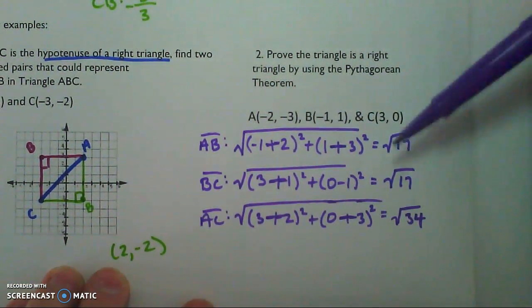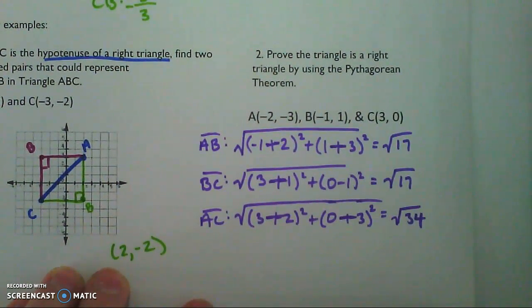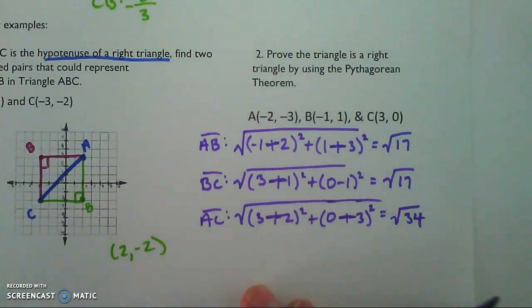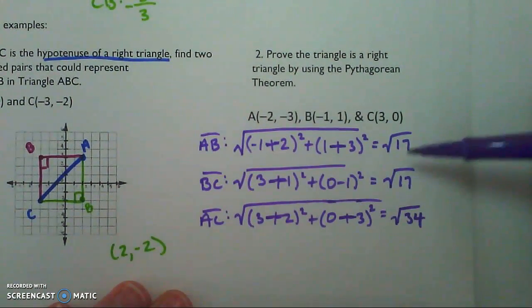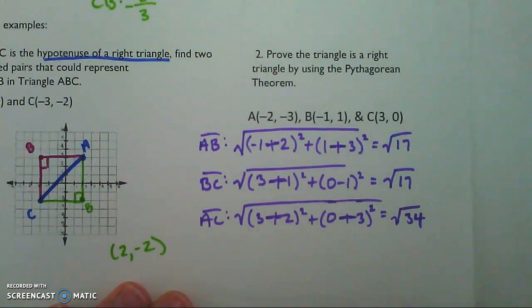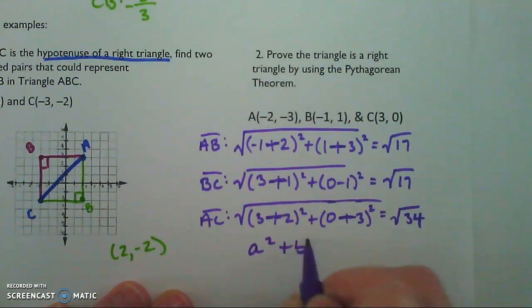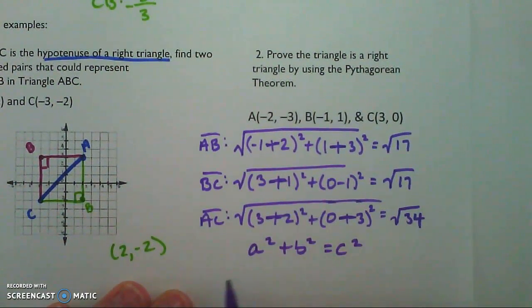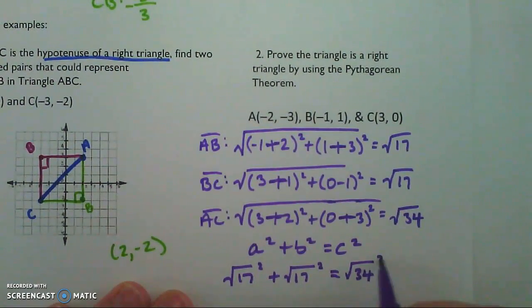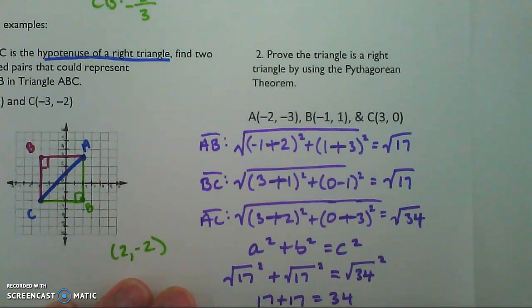And it just so happens this is the same lengths that we had in our example to begin with. You won't always have square root 17, square root 17, square root 34. It'll be different numbers. So after we've found the lengths of those three sides, you're going to plug them into a squared plus b squared equals c squared. So the square root of 17 squared plus the square root of 17 squared is equal to the square root of 34 squared. When you double check it, simplify this. 17 plus 17 is equal to 34. Well, 17 plus 17 is 34. 34 is equal to 34.